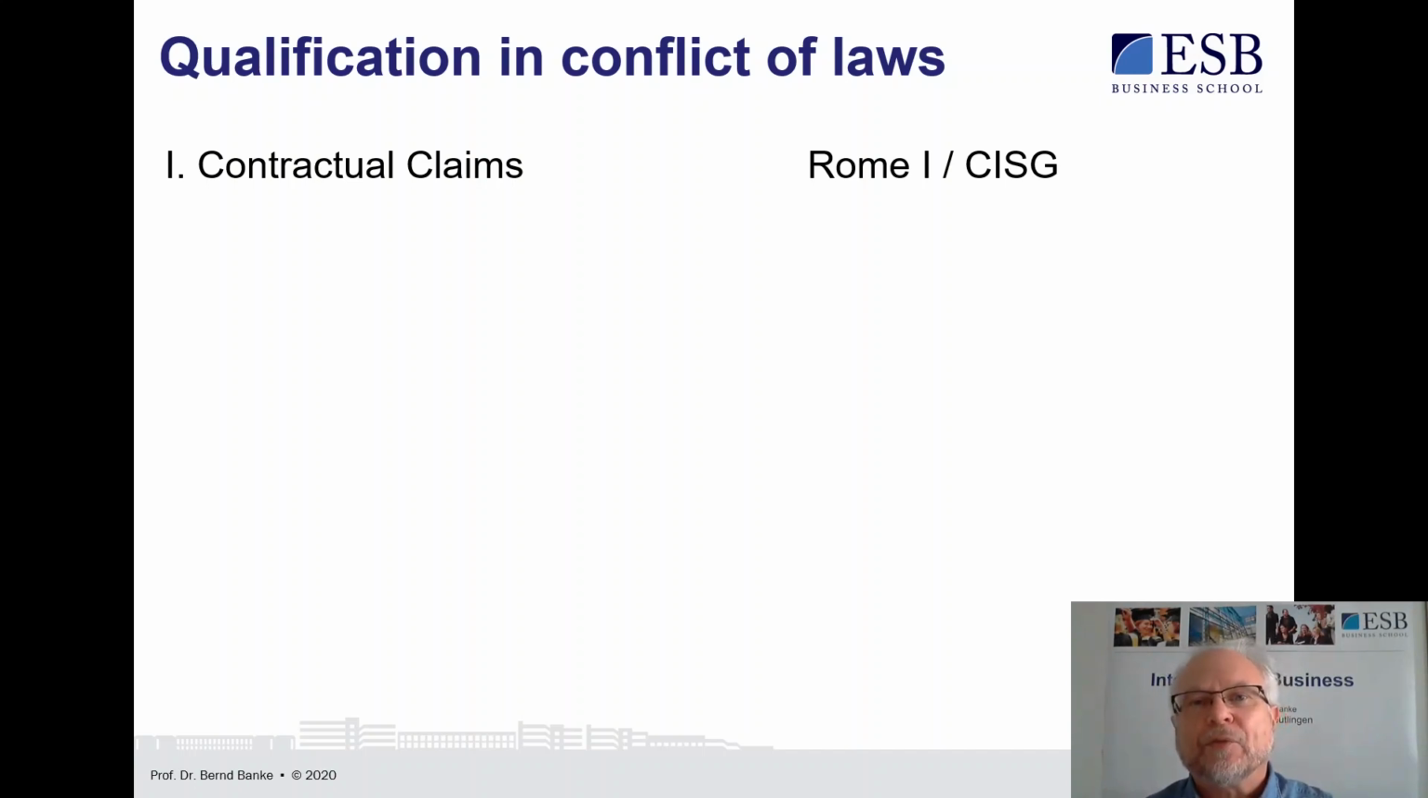Have a look at the first, let's say, 5, 6, 7 articles of Rome 1, and you will see that there are a lot of different contract types mentioned, and every time there is a type of contract mentioned, it says, for the sales contract, we use the law system of the place where the seller is situated. And then we are going for the rental contracts, for the labor contracts, for the agency contracts, and so on, okay? So it goes like that.